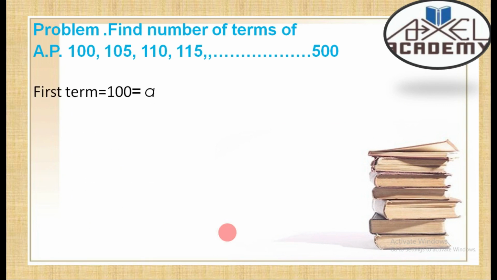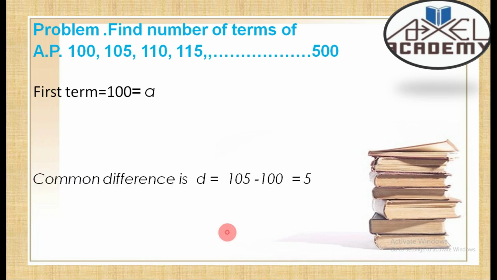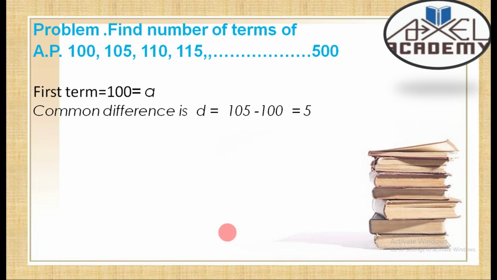Here, what is the first term? First term a is 100. What is the common difference? The common difference is the difference between two successive terms. So here 105 minus 100 will be 5, and similarly 110 minus 105 is also 5.